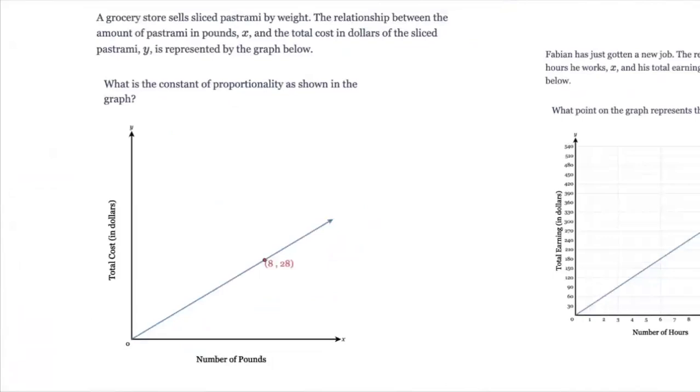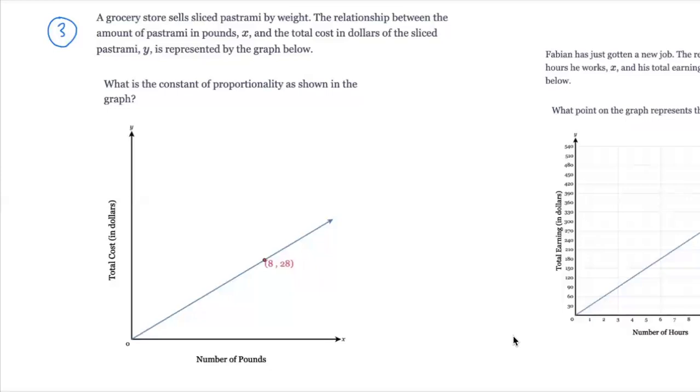Number 3. A grocery store sells sliced pastrami by weight. The relationship between the amount of pastrami in pounds X and the total cost in dollars of the sliced pastrami Y is represented in the graph below. What is the constant of proportionality as shown in the graph?